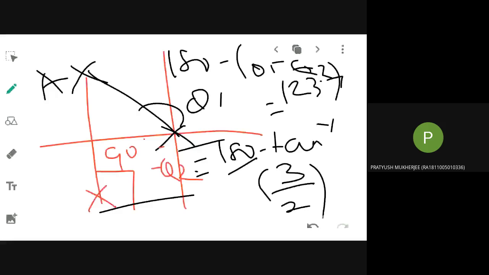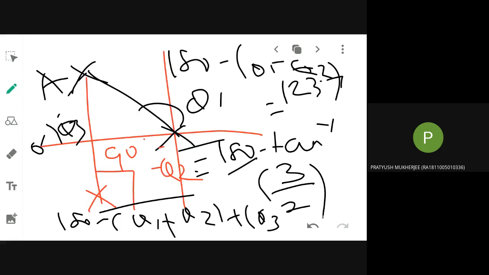Suppose you are having a zero somewhere, like I am showing now. Again you draw a vector and mark that angle, let that be theta 3. In that case what will be the formula? 180 minus theta 1 plus theta 2 plus theta 3, like that. But you are having no zeros in this problem. That is why that term is eliminated.